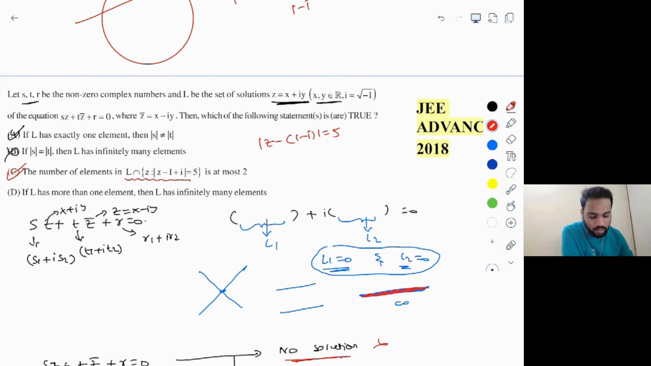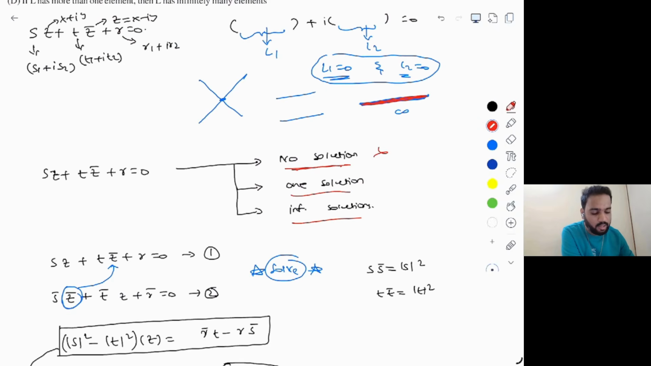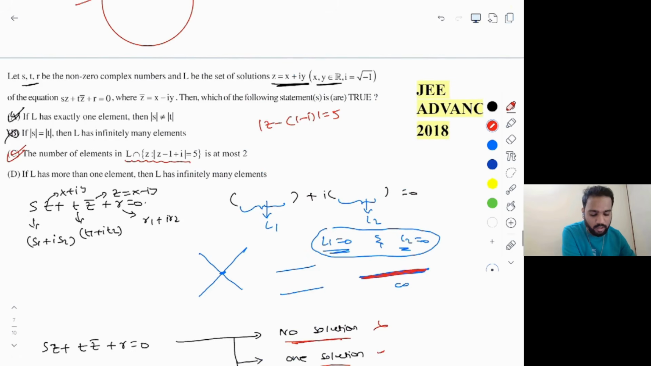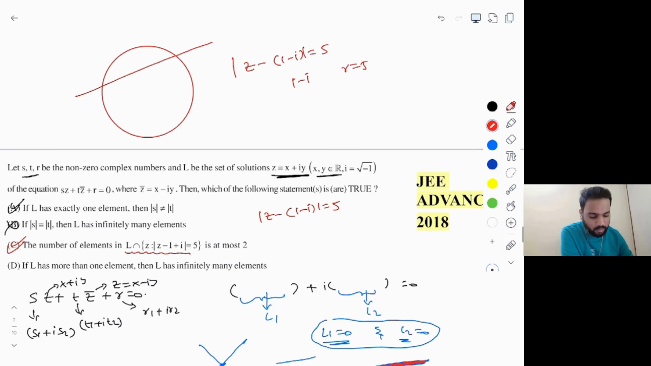And look at this option D. If L has more than one element, then L has infinitely many elements. That's also obviously correct, because if you look at the set L here, either it has no solution or one single solution or an infinite number of solutions. So if you read option D, if L has more than one element, then L will have an infinite number of elements. That's the thing we are concluding from the third case here. That is, it will have infinite solutions if the top two cases are not possible. That is why option D is also correct.